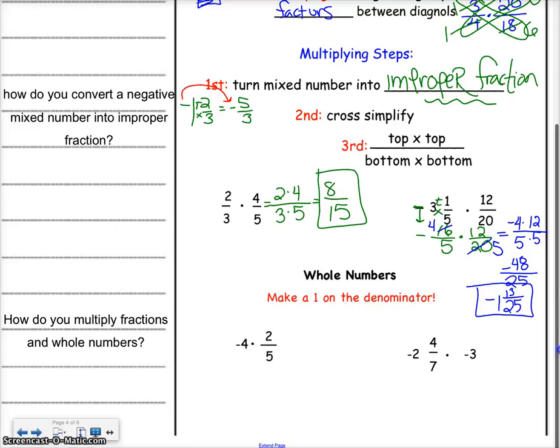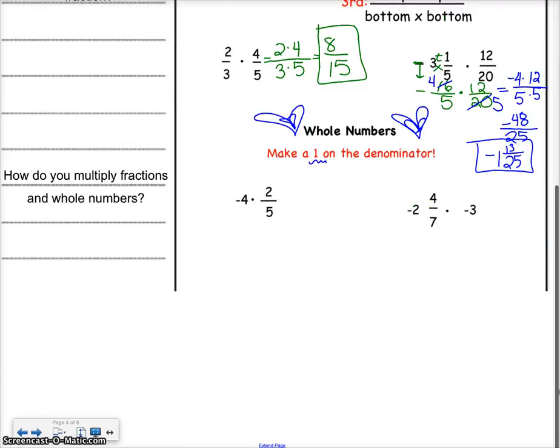All right, next style you're going to see today is when you have whole numbers. With whole numbers, what I want you to do is make a 1 on the denominator so you can align it up better. So here I'm going to turn this into negative 4 over 1 times 2/5. I can't cross simplify with the negative 4 and 5 or the 2 and 1, so I'm just going to go top times top, negative 4 times 2, over bottom times bottom, which is negative 8 over 5.